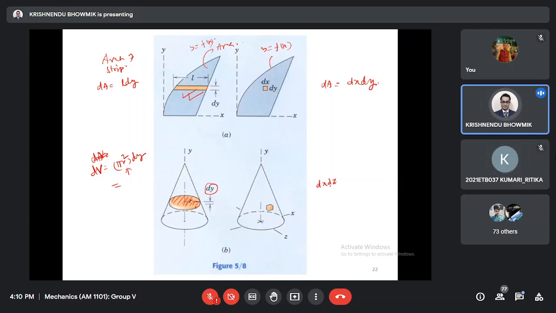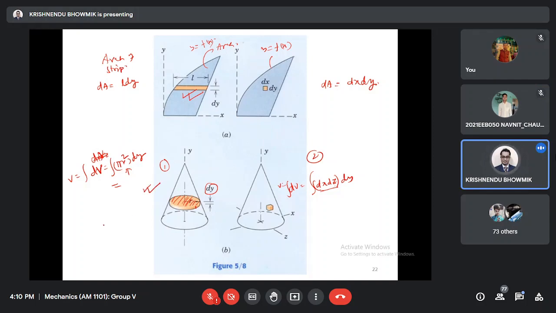Here it is dx dy, then dz, dx dz, then dy. Then I want to calculate V equal to say this integration. So this is case 1, this is case 2. Which one is easier? The first one. So you have to be very tricky in considering the strip or element on which you want to do the integrations. What we are trying to do is make the integration in such a way that it is very simple to do.